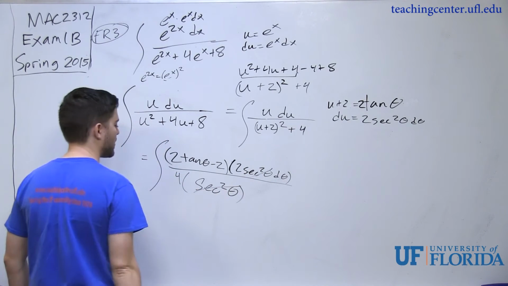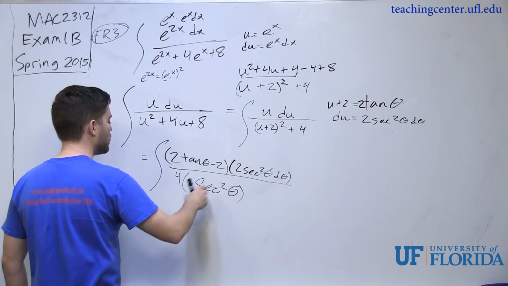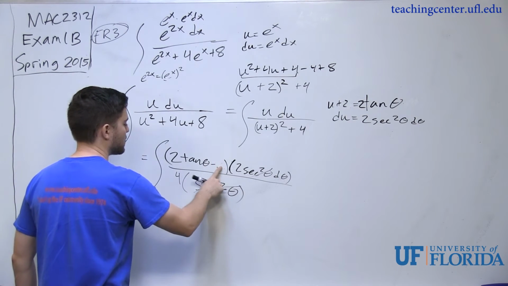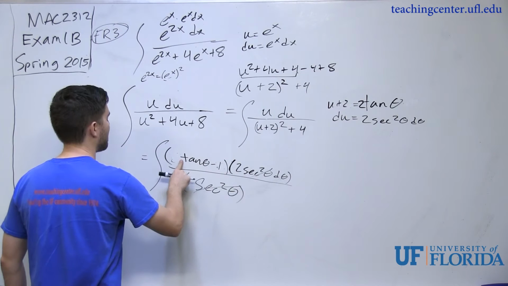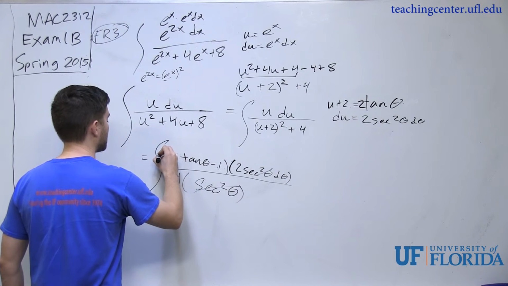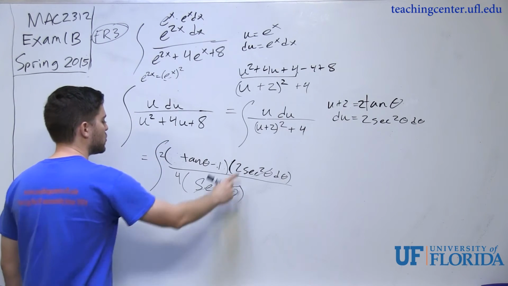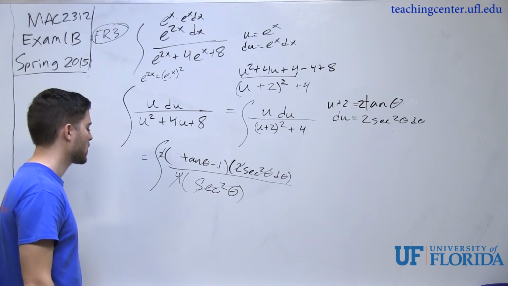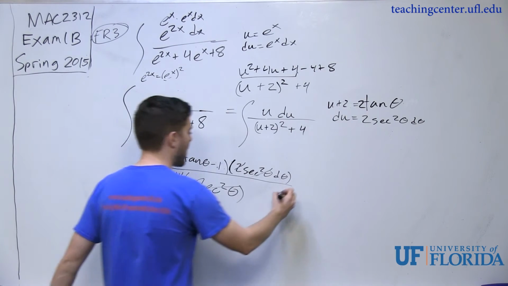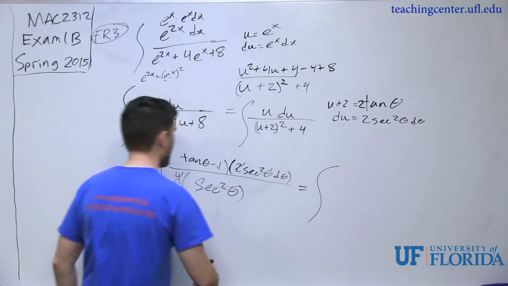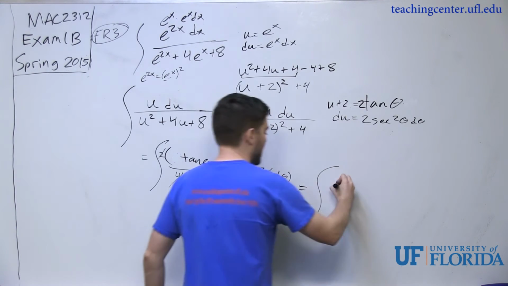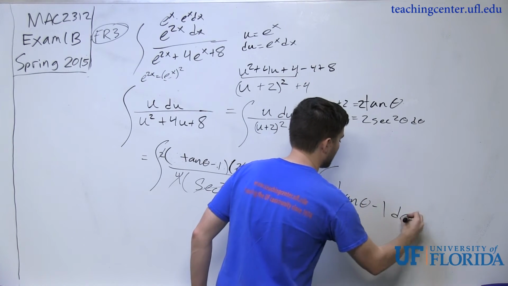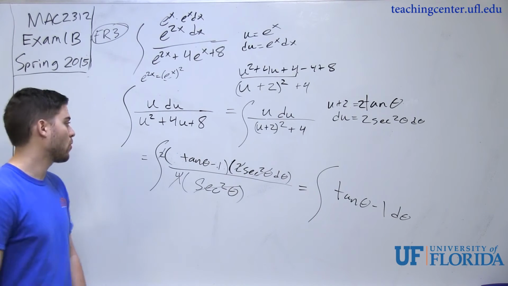And we're good. So it looks like I could do some simplification here. Secant squared can cancel. I have a 2 over 4. I can also pull a 2 out of both of these terms. I can turn this into tan theta minus 1 times 2 on the outside. 2 times 2 is 4, over 4 is just 1. So let's rewrite it one more time because we did a lot of simplification here. It looks like I have ended up with tan theta minus 1 d theta as my integral.